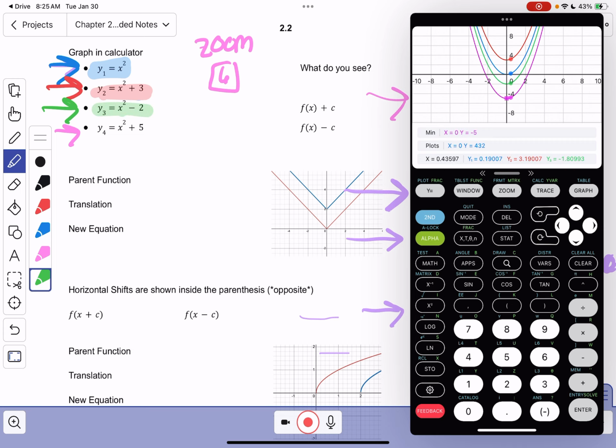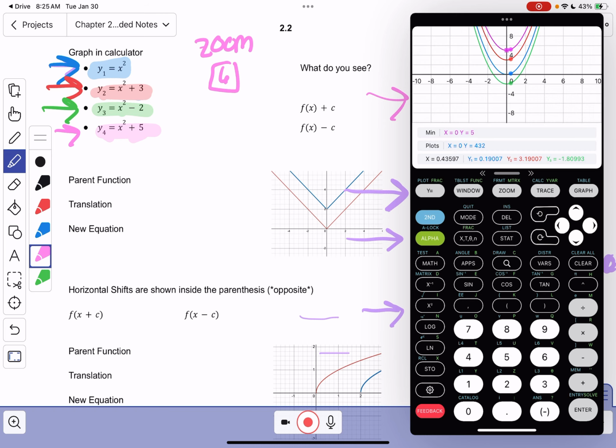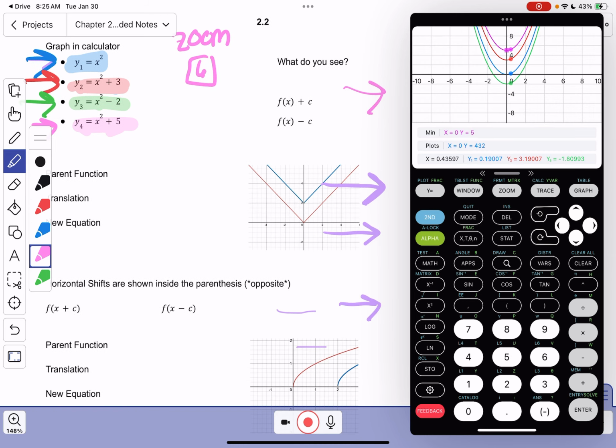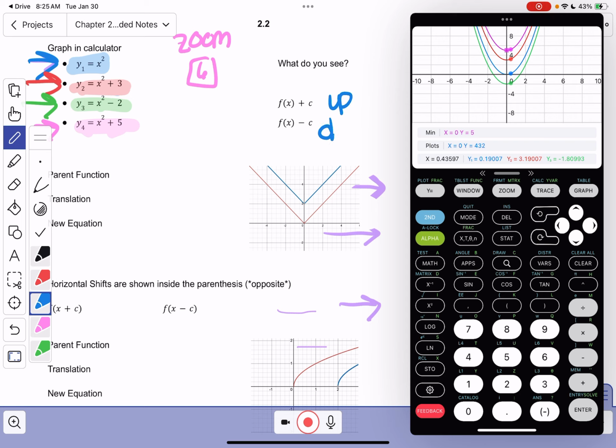And I actually typed the pink one wrong, so I'm going to go back to y equals. I typed minus where the equation says plus. So let's look at what happens if I change that to the right thing. Now the pink's on top. So if you put all that together, what do you see? Well, if you add something to the parent function, it moves up. And if you subtract something from the parent function, it moves down.